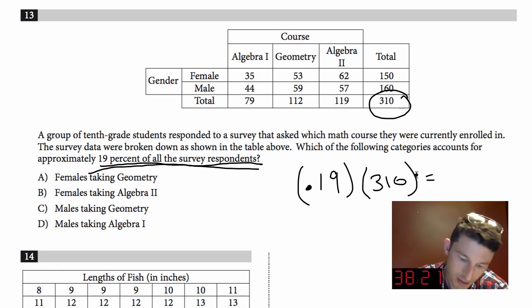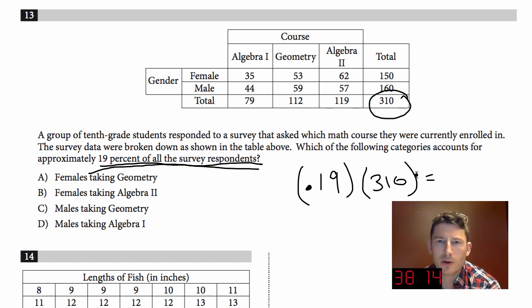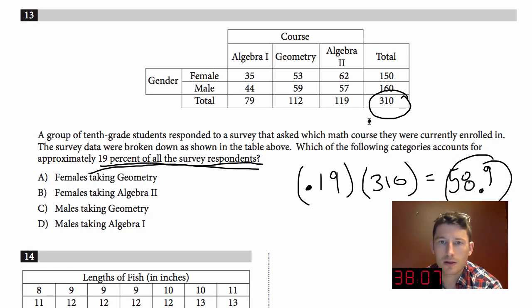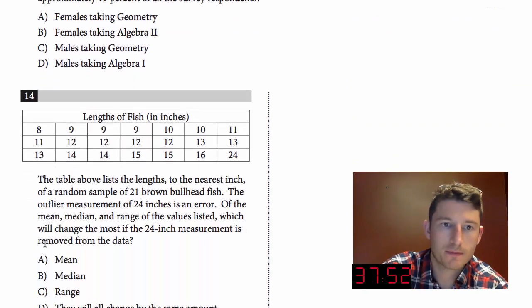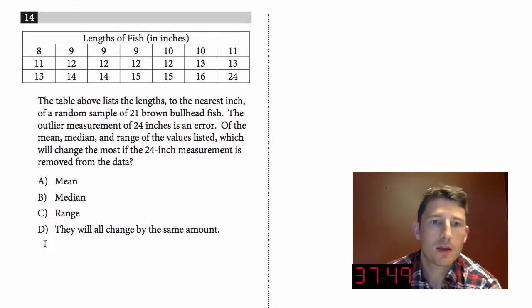That's all I'm doing. All right, calculator, help me out. 0.19 times 310, 58.9. I hope you guys got that. 58.9. And, well, that's like 59, dead center right in the middle. So what is that? That's guys taking geometry. Choice C. That's it. Move on. All right. 14. Another one.